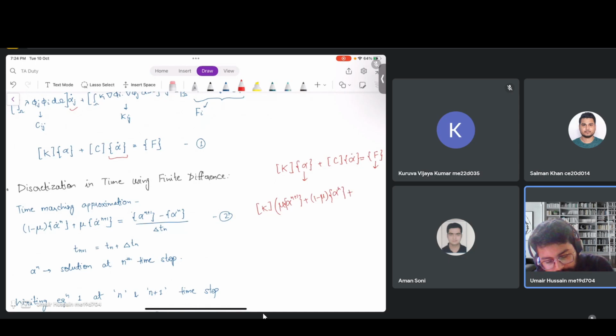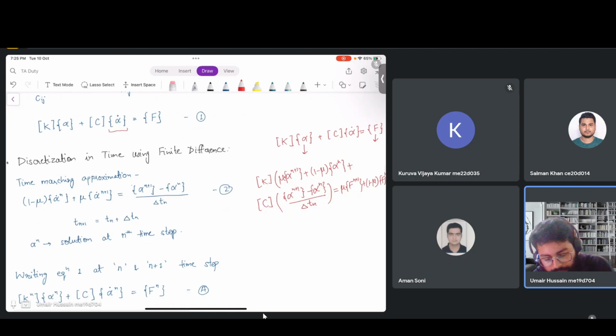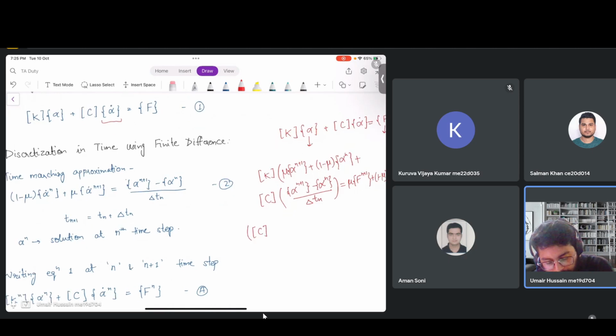and this alpha dot term, you approximate this as alpha n plus 1 minus alpha n divided by delta t. And the same for f also, you can replace this with mu times f n plus 1 plus 1 minus mu times f n. So at the end, if you arrange the alpha n plus 1 terms together, you'll have c here, you'll have delta t and mu times k here, and we have alpha n plus 1. The rest of this term would be as it is.